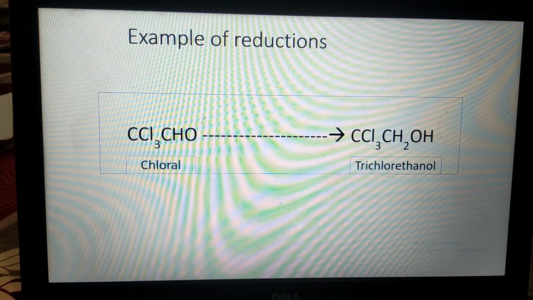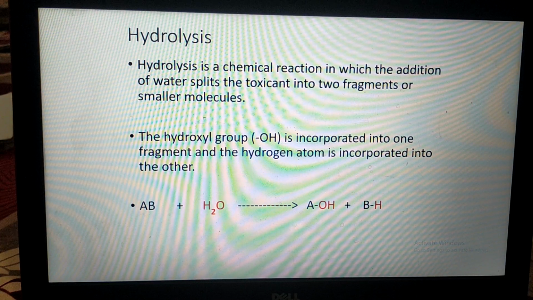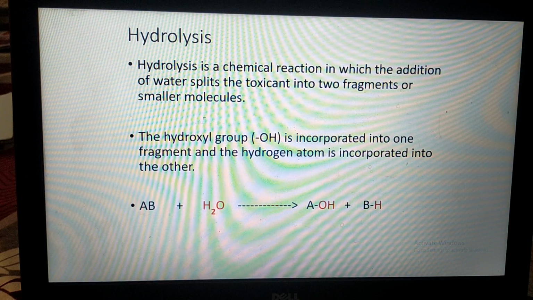After completing the reduction, now coming to hydrolysis. All of us know hydrolysis is a chemical reaction in which addition of water splits the toxicant into two fragments or smaller molecules. Here the toxicant is a xenobiotic. It is denoted here as AB. Now the hydroxyl group is added to one of the compounds and a hydrogen atom is added to the other compound. Here what will happen, basically the water is broken down into OH and H.